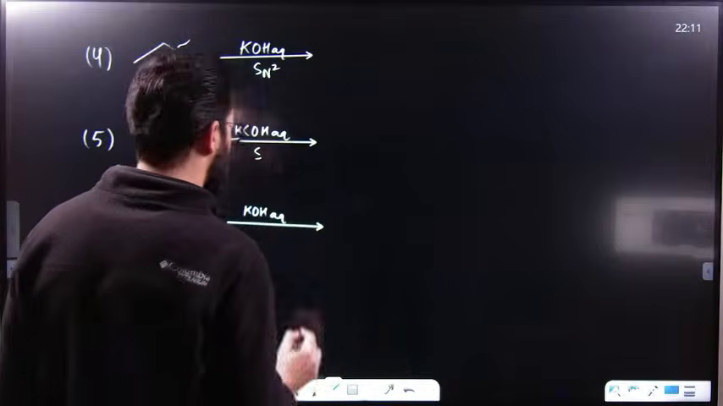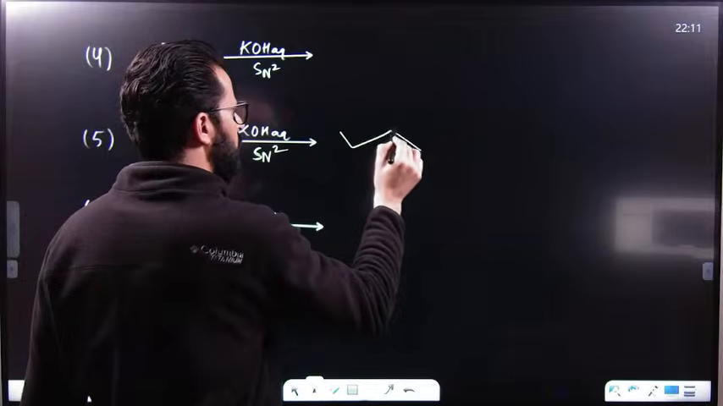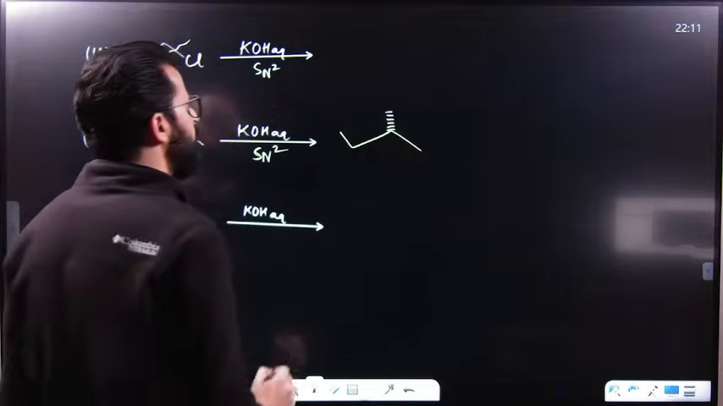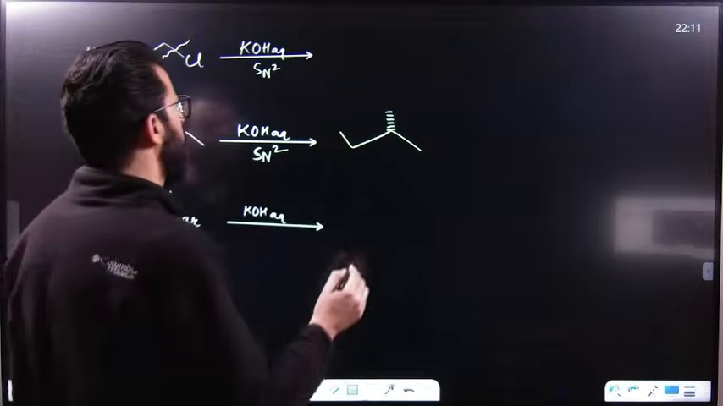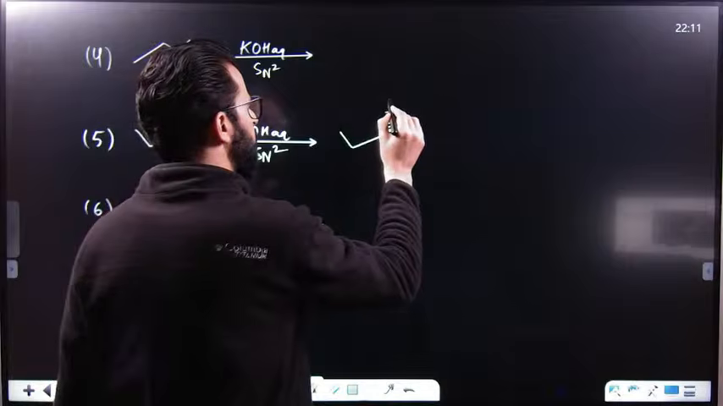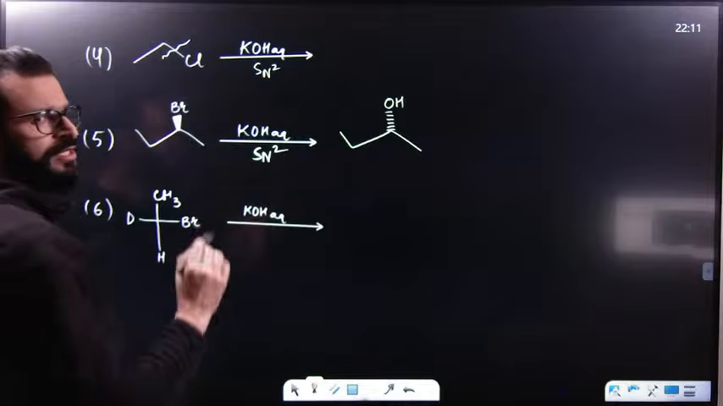This reaction is SN2 reaction. You have to attach the nucleophile from the opposite side. Why? As this is above the plane, nucleophile will attack from below the plane. That means opposite side. Nucleophile always attacks from the opposite side. That means inversion will take place.